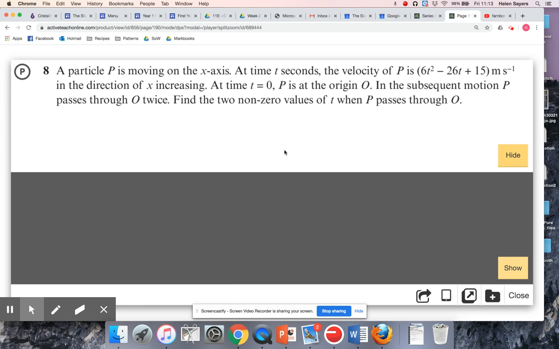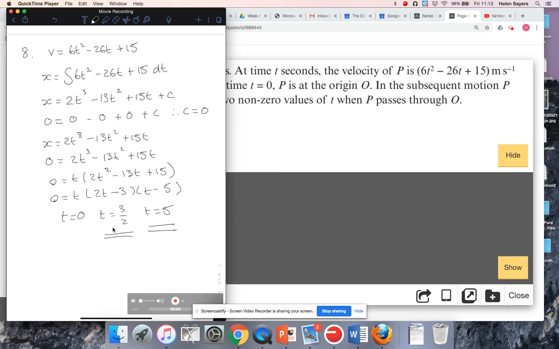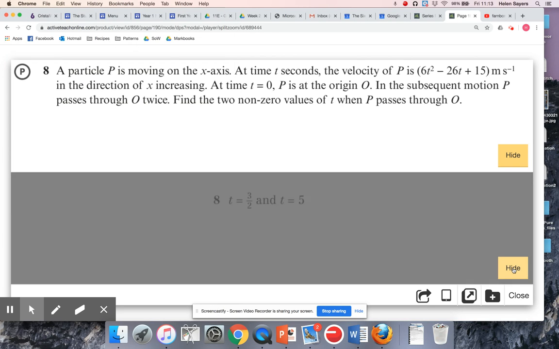Find the 2 non-zero values of t. So that is t is 3 over 2 and t is 5. Hopefully. Lovely.